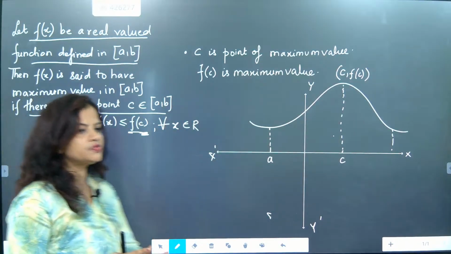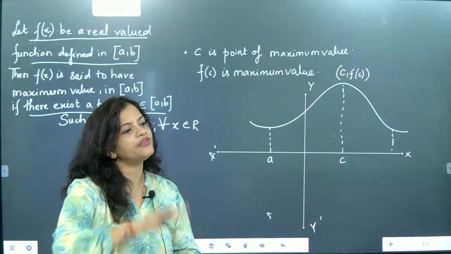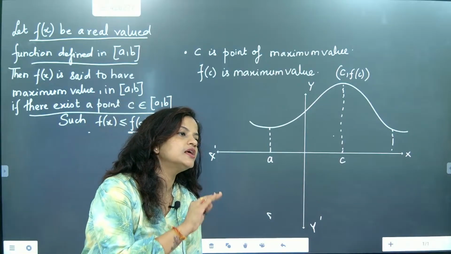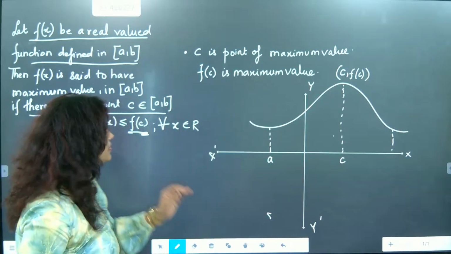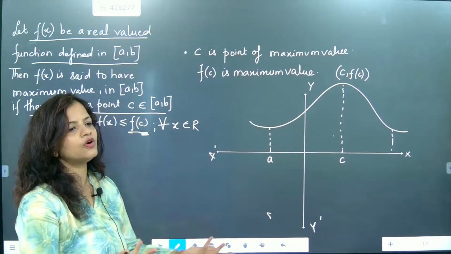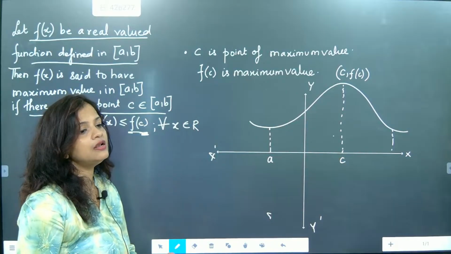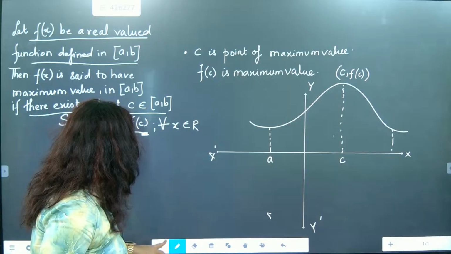Did you understand this one, beta? Now you understood that the maximum value is obtained when f of x is less than or equal to f of c. Now we will try to understand with an example. Without an example it's a waste, you will not understand anything. How to deal with domain values. Okay, for domain values, let's take one example.